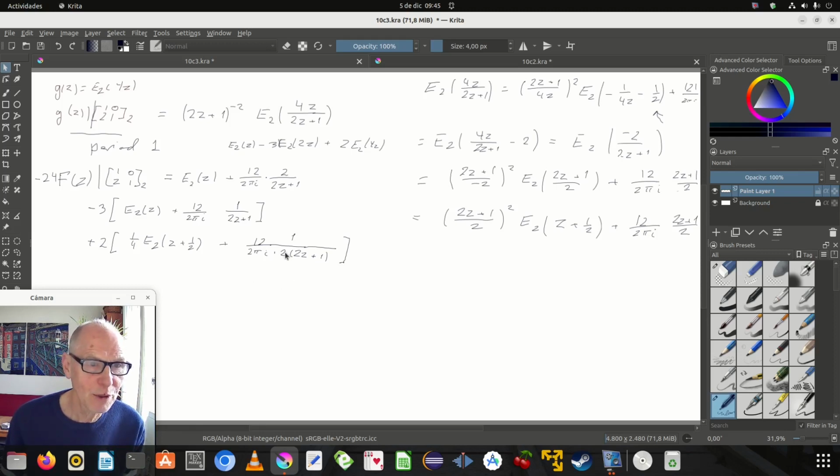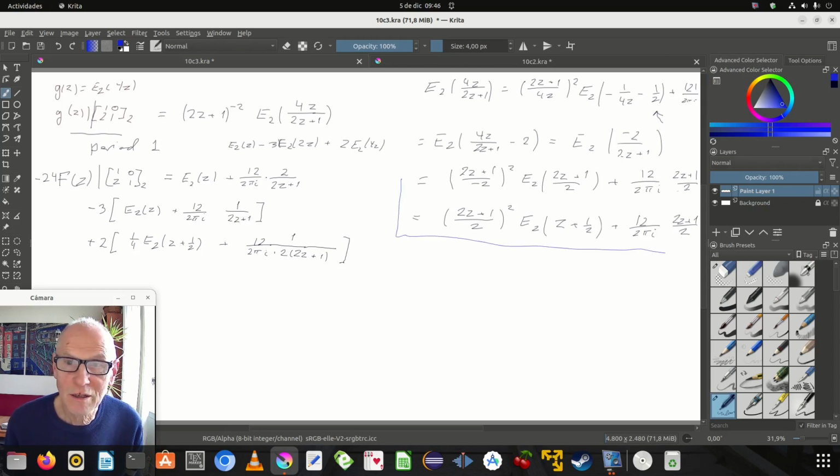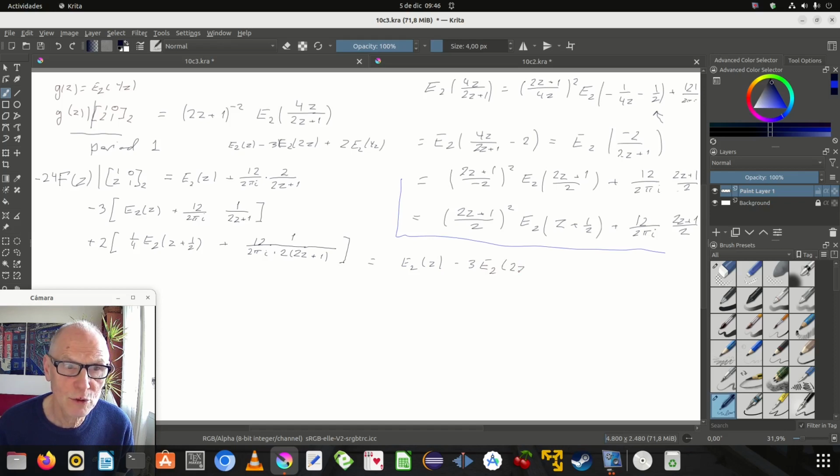So 2 times 1/2, that gives unity, plus 2, that gives 3. And that's what we get here. So these annoying terms cancel as they must. It was very nice. So we are left with e2 of z minus 3 e2 of 2z.